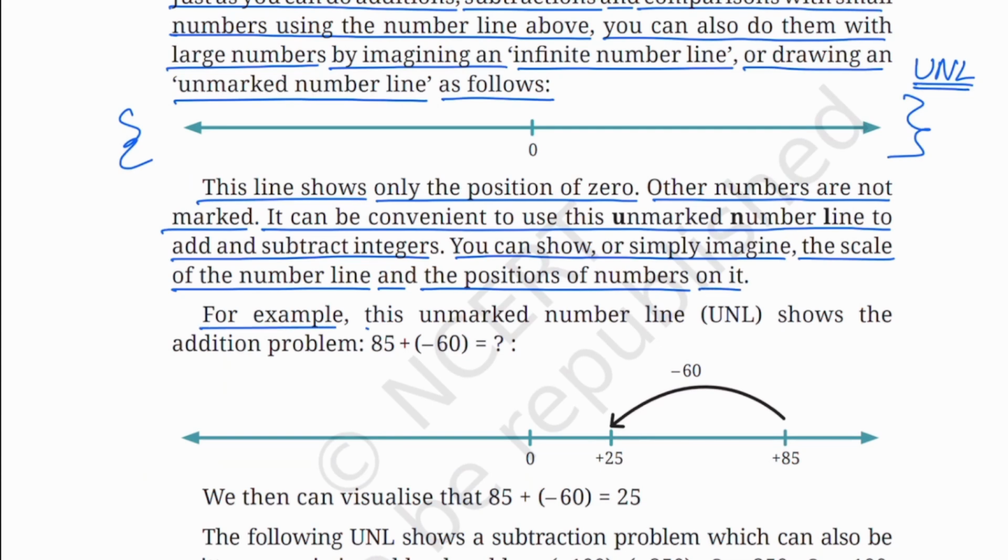For example, this unmarked number line, UNL, shows the addition problem 85 plus minus 60 is equal to question mark. Plus 85 and minus 60 is equal to plus 25. We can visualize that 85 plus minus 60 is equal to 25.